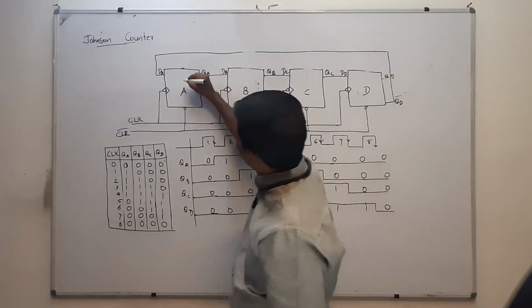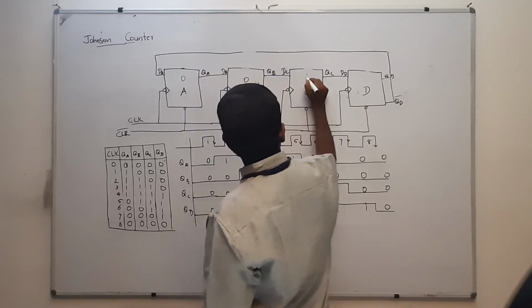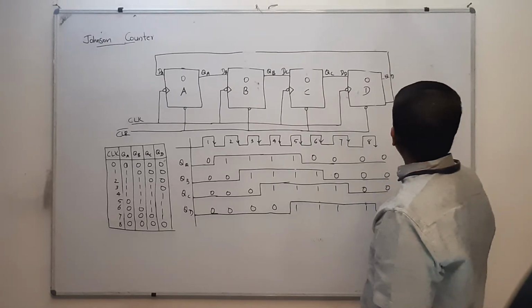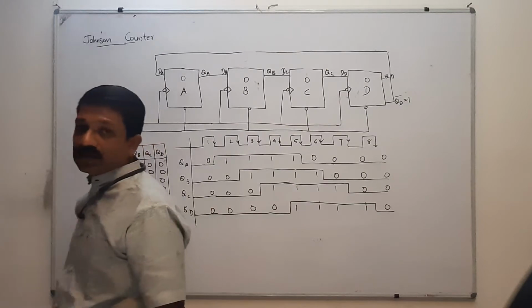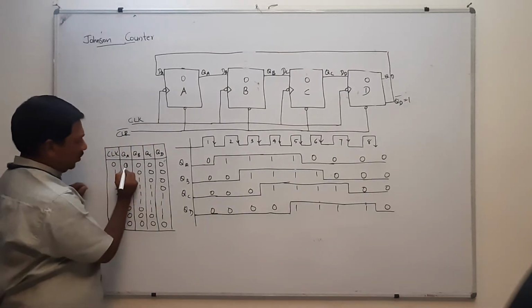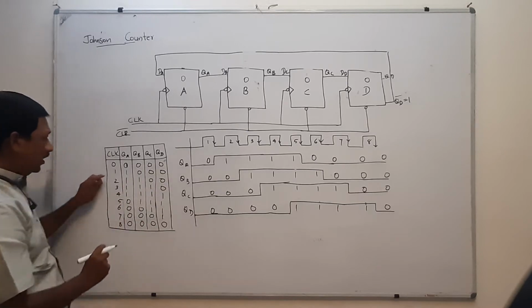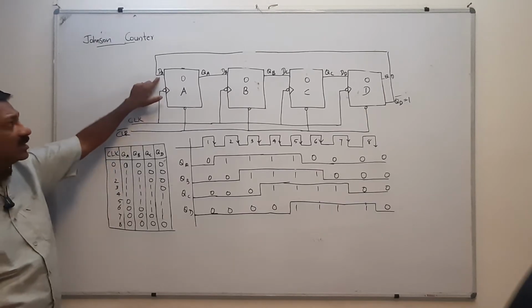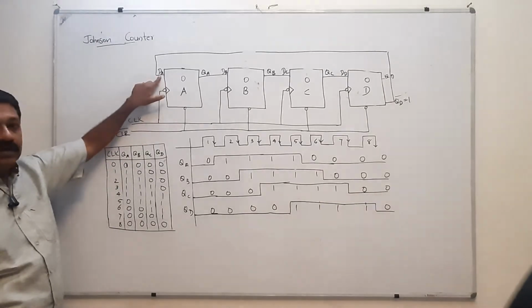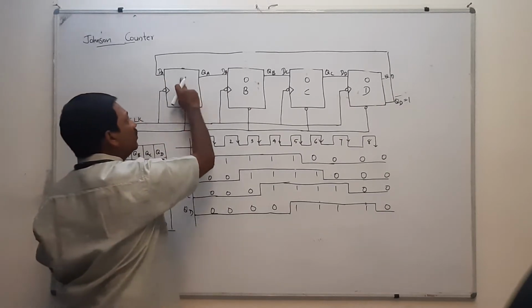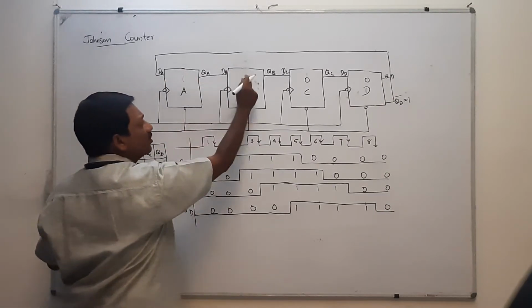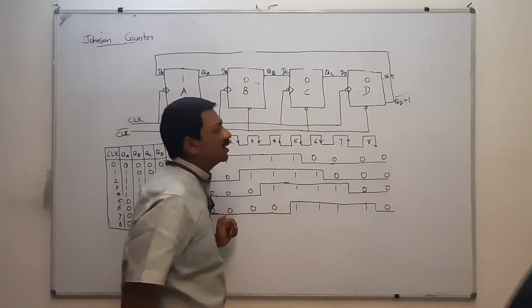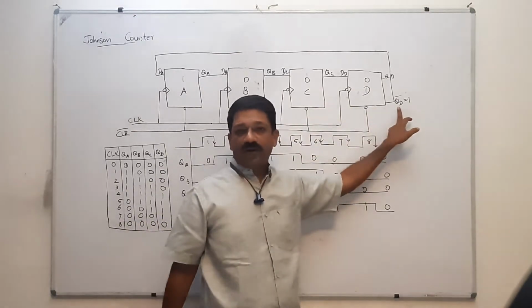Initially you have 0, 0, 0, and 0. The output QD is 0, so QD bar is equal to 1. That is given as the input to this first flip-flop. When the first clock pulse is applied, what will happen? Here this is A, dA is equal to 1, so this will become 1. This 0 is copied here, this 0 is copied to this place, and this 0 is copied to this place. Again QD bar is equal to 1.